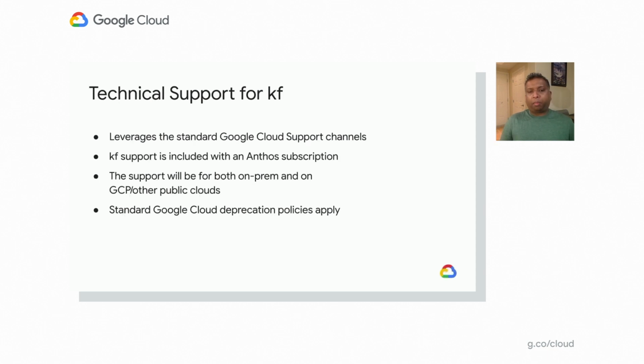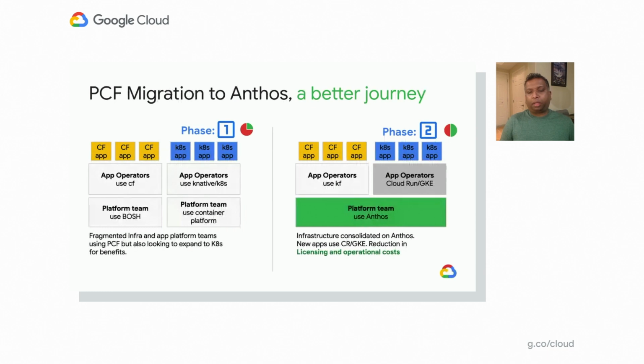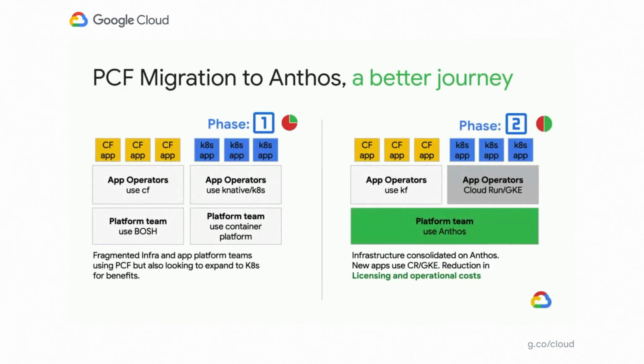Let's look at a migration from PCF to Anthos. So on the left-hand side in phase one, you see the enterprise status as of today.